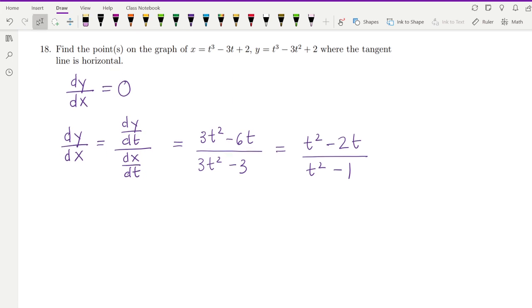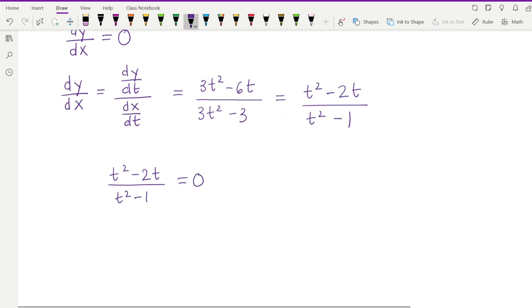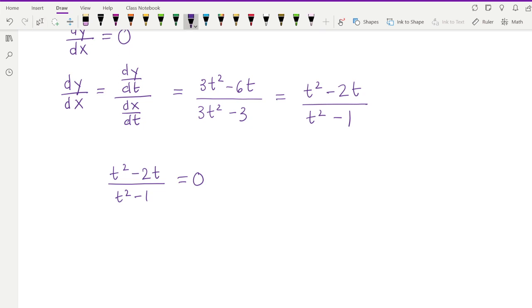So now we want to set this equal to 0, right? Because we want to figure out where the tangent line is horizontal. The tangent line is horizontal when the derivative is equal to 0. So when is a fraction going to be equal to 0? It's going to be equal to 0 when the numerator is equal to 0, as long as the denominator is not also equal to 0. So we basically just want to set the numerator equal to 0, and then at the end we want to double check that whatever values of t we find do not also make the denominator 0.